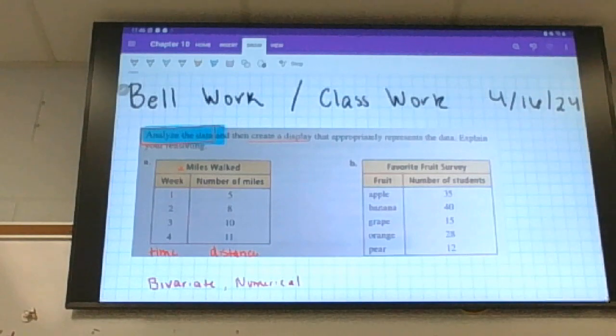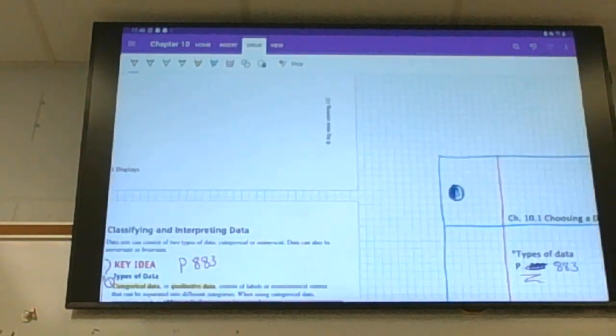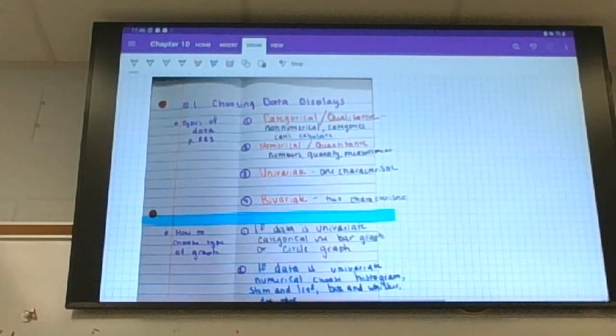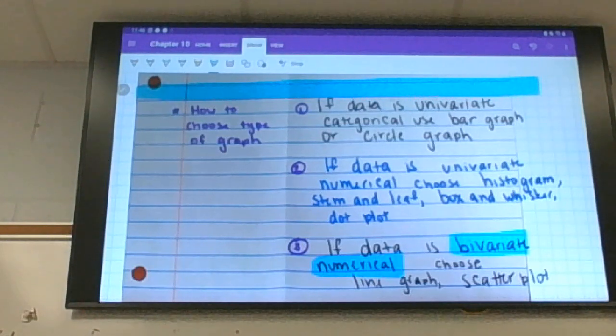So I'm sorry to say I'm going to move this screen for a moment. To this. And we need to figure out, of these options, which one shows bivariate numerical. I hope you wrote this yesterday. Number 3, bivariate numerical should be done as a line graph or a scatter plot. Picking any of the other ones would be wrong here based on the type of data. You can't pick a circle graph. You can't pick a bar graph. You can't do a histogram. We want a line graph specifically based on this criteria.